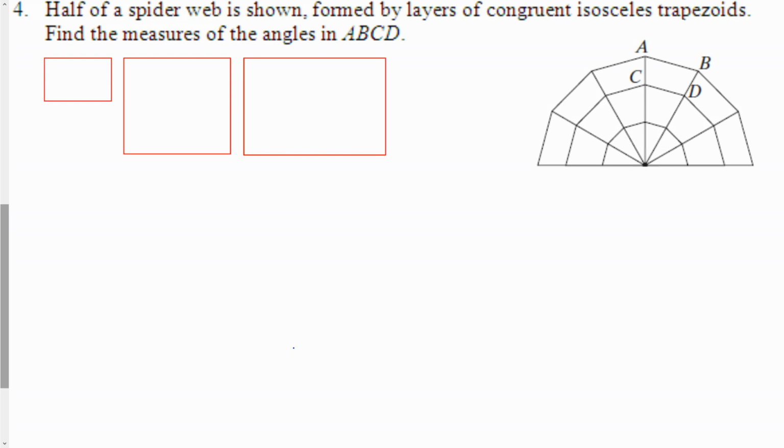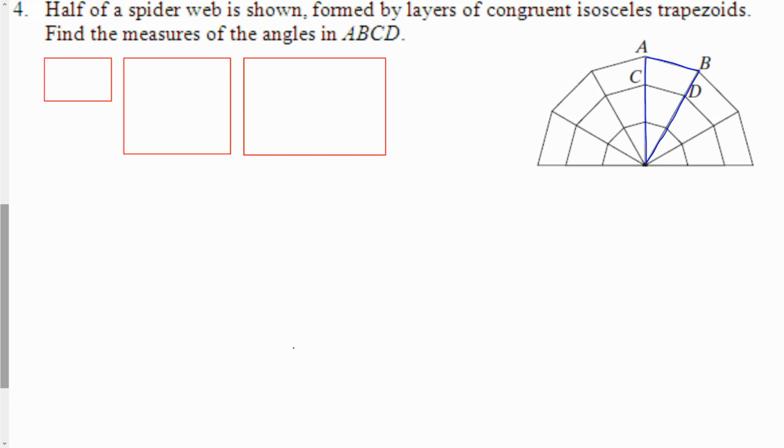Here we have another problem that deals with trapezoids. So we have half a spiderweb being shown. They're formed by layers of congruent isosceles trapezoids after the innermost layer. Our job is to find the measures of the angles in ABCD, which is an isosceles trapezoid based on the information above. So the first thing we have to do is look at our diagram and see that the first shape we would be dealing with would be this outlined blue triangle, which is an isosceles triangle. That's a key piece of information.